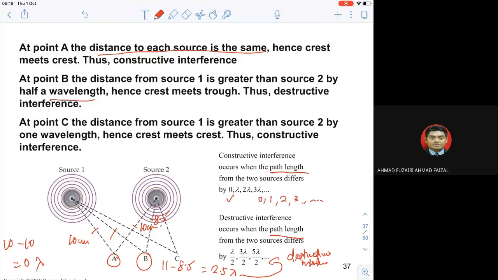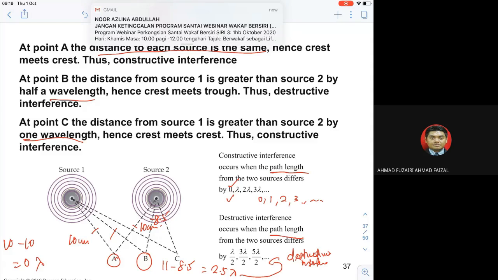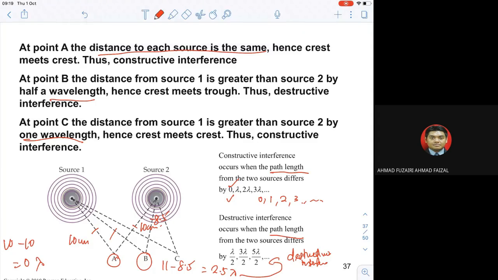constructive and destructive. Okay, so at point C, the distance from source number 1 is greater than source number 2 by 1 wavelength. So 1 wavelength. Earlier at point A, 0 wavelength. So 0 is considered constructive. 1 is also considered constructive. How about 2? Yes, constructive. How about 3? Yes, constructive. How about 0.5? No, it should be destructive. How about 4.5 lambda? Destructive. So easy to understand why you have the difference in path length.